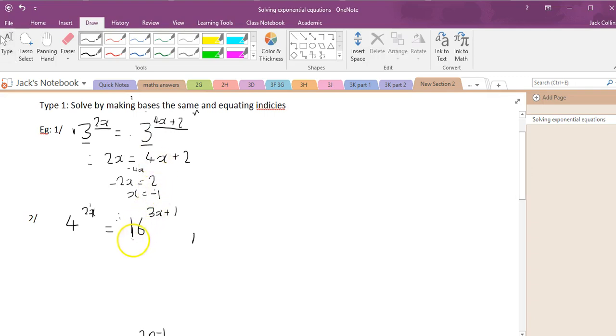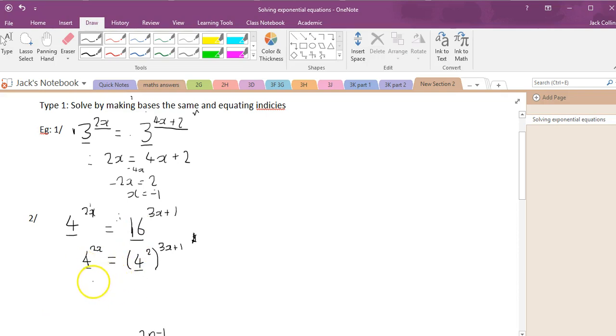This one here, thinking back to the skills we used, looking at 4 and 16, not the same base, so we can't equate the indices yet. But what we know we can do is find the prime factorization of numbers that aren't in prime factors. So in this case, we'll leave the 4 to the 2x the same because we know that 16 can get down to a 4 using prime factorization, or just simple factorization. So 16, same as 4 squared, all raised to the 3x plus 1. So it's a bit different to prime factorization, in that we're not going to the base. You could if you wanted to, but the idea, remember, is to get both of these sides the same.